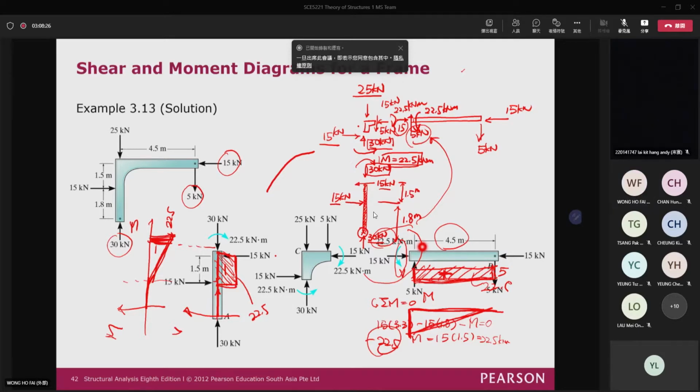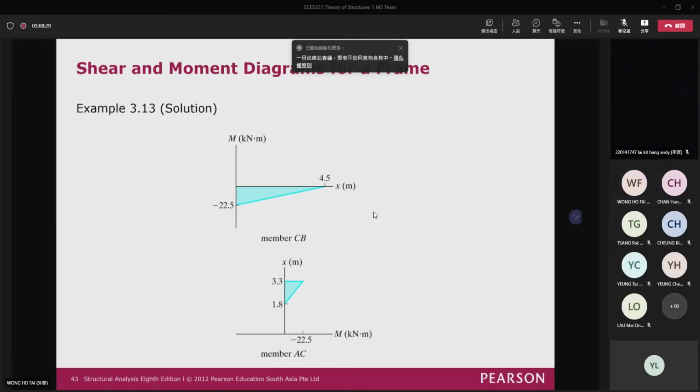So the bending moment diagram for the structure will be something like this. If we draw both of the members together, it will be something like that. Negative 22.5, whereas the bending moment for the first member is also equal to 22.5 as the second member. To draw the bending moment diagram for the frame structure.